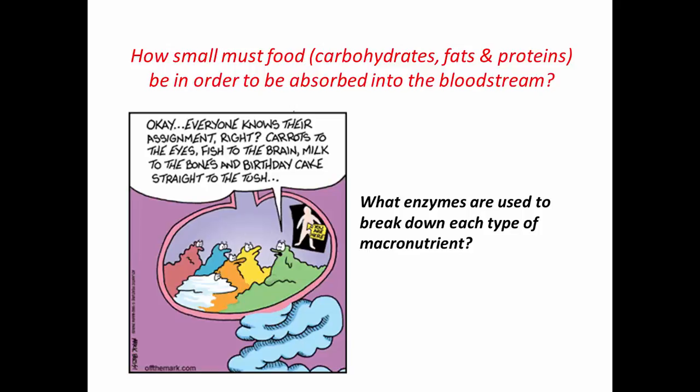The group of enzymes that breaks carbohydrates down are called amylases, A-M-Y-L-A-S-E-S. Lipids or fats have to be broken down into monoglycerides and free fatty acids, and the enzymes that break them down are called lipases, L-I-P-A-S-E-S. Proteins have to be broken down into individual amino acids, those building blocks of proteins, and the enzymes that break down proteins are called proteases.